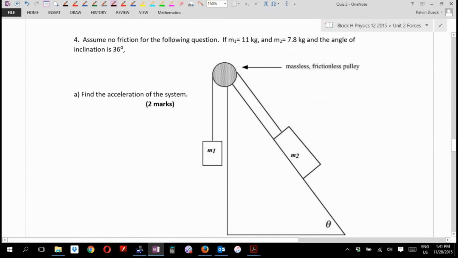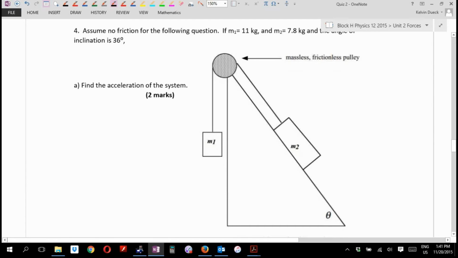Number 4, assume no friction. Yay! Because what do they ask me to find here? Oh, you know what? Did they give me both masses? Then I'm going to do a big diagram, and winner minus loser equals m both times a. What are the forces acting on mass 1? Get the obvious one. I like that.